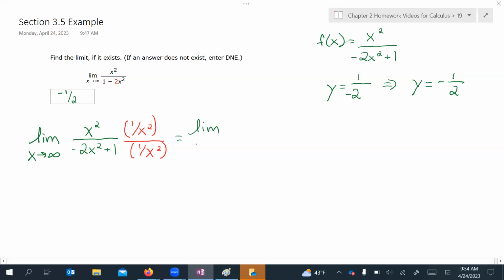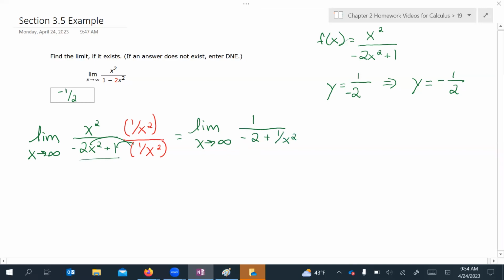So then we have a limit as x approaches infinity. This becomes 1 over, when I distribute this, -2 plus 1 over x squared. Now, my starting function and my new function agree at all values of x except when x is equal to 0. And there's a theorem that says that their limits are then going to be equivalent. And this new function, I can now find the value of it: it's going to be 1 over -2 plus the limit as x goes to infinity of 1 over x squared.